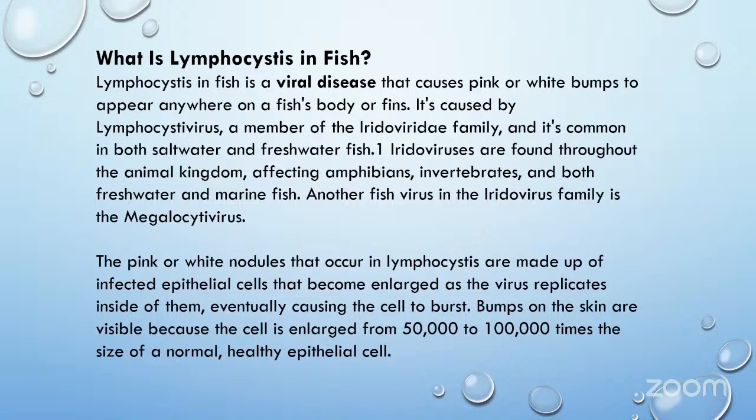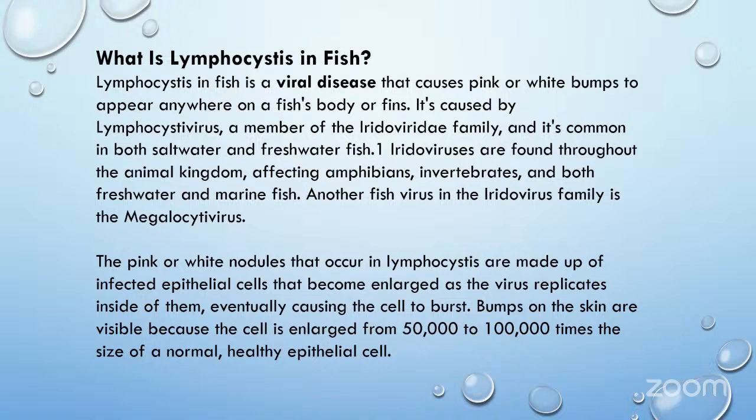Next is lymphocystis in fish, the next disease. Lymphocystis in fish is also a viral disease that causes pink or white bumps to appear anywhere on a fish's body, even on fins. It is caused by lymphocystis virus, a member of the Iridoviridae family, and it is common in both saltwater and freshwater fish. These iridoviruses are found throughout the animal kingdom, affecting amphibians, invertebrates, and both freshwater and marine fish.